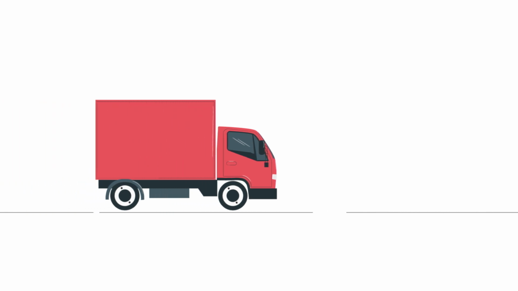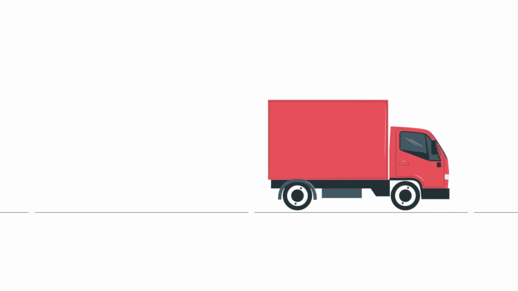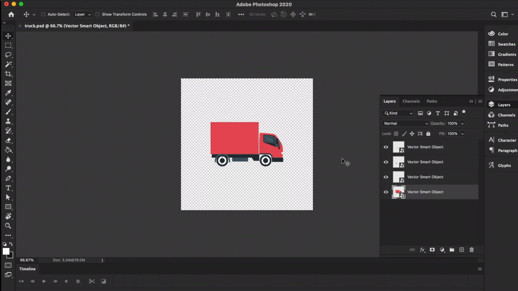In this tutorial, we are going to make something like this. First, we need to bring in the layers. So you have two options. You can either create a PSD file or an AI file. Let's begin by importing a PSD file.